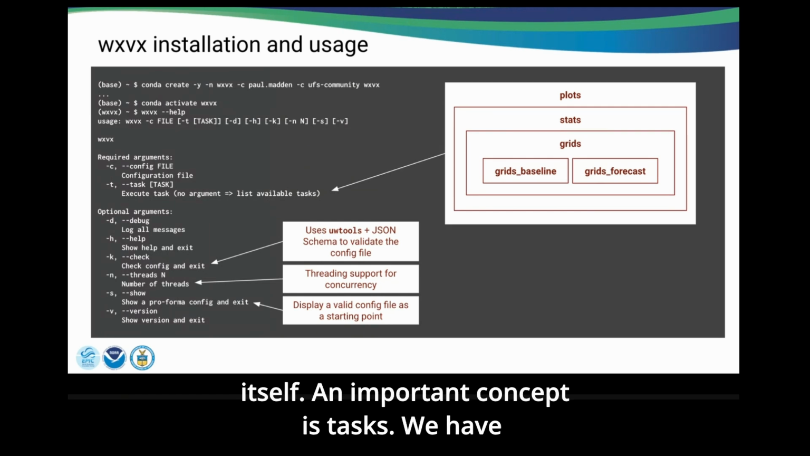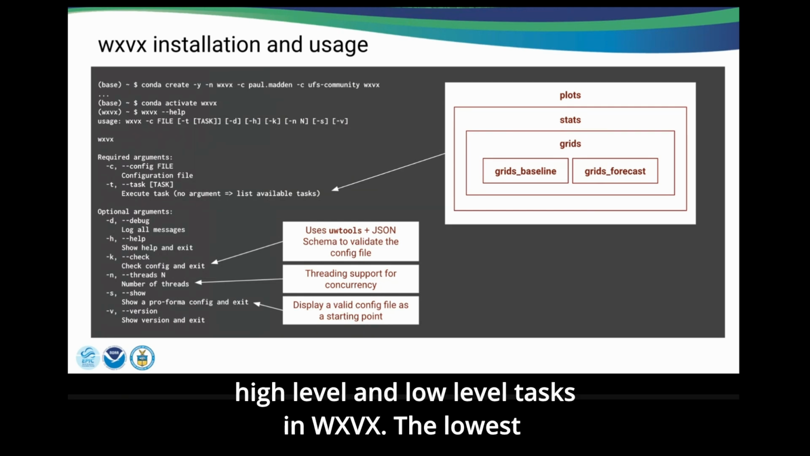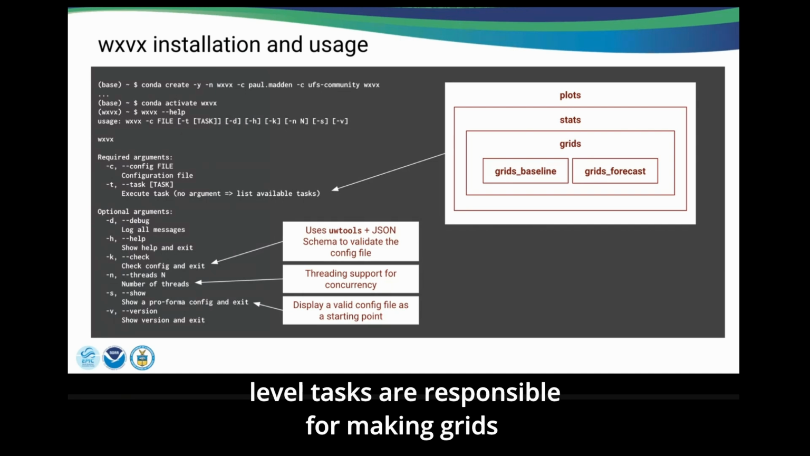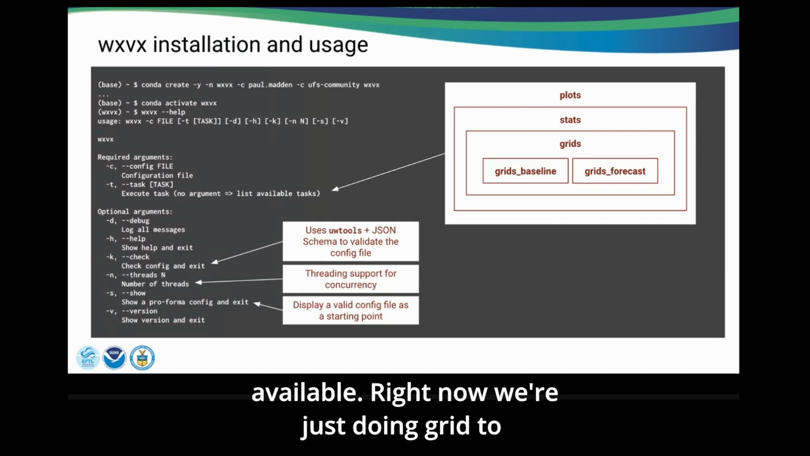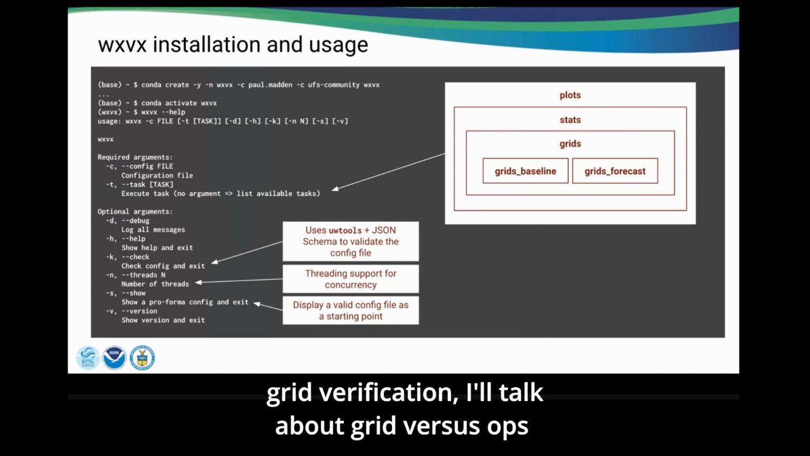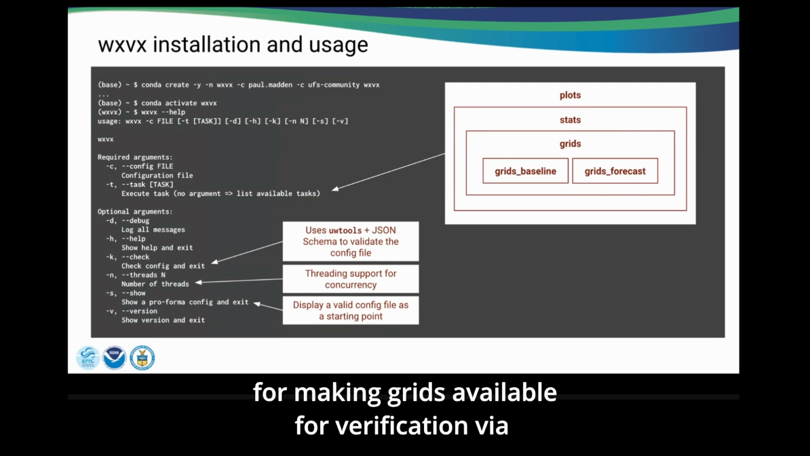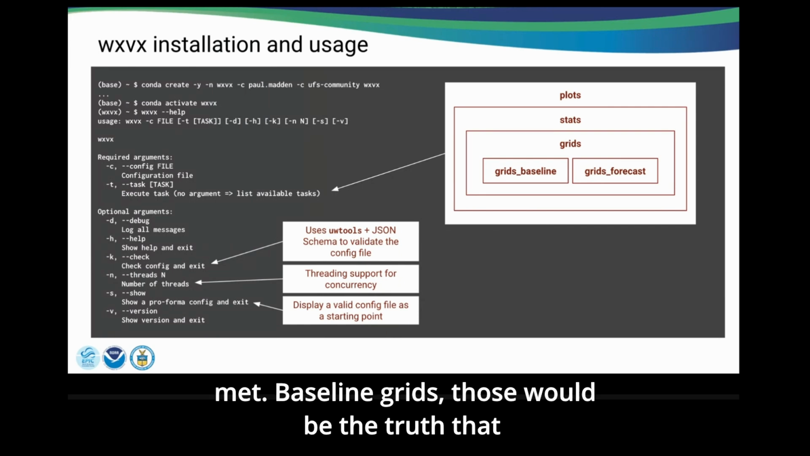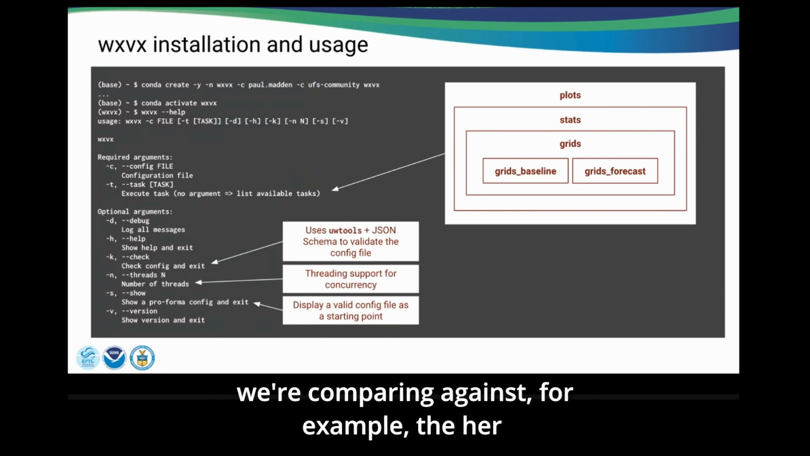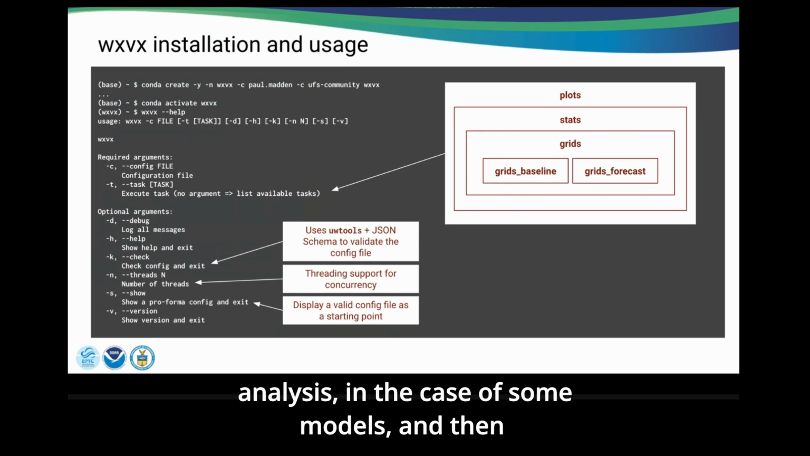An important concept is tasks. We have high-level and low-level tasks in WXVX. The lowest level tasks are responsible for making grids available. Right now, we're just doing grid-to-grid verification. I'll talk about grid versus OBS later. But the lowest level tasks are responsible for making grids available for verification via MET. Baseline grids, those would be the truth that we're comparing against, for example, the HRRR analysis.